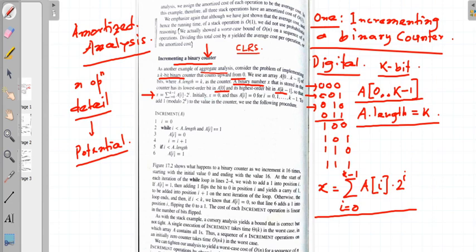And initially x equals 0. That means in binary we are representing 000.